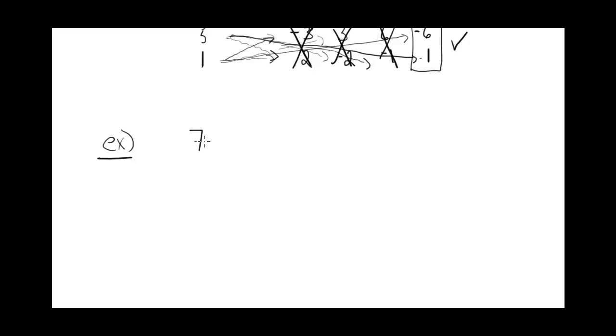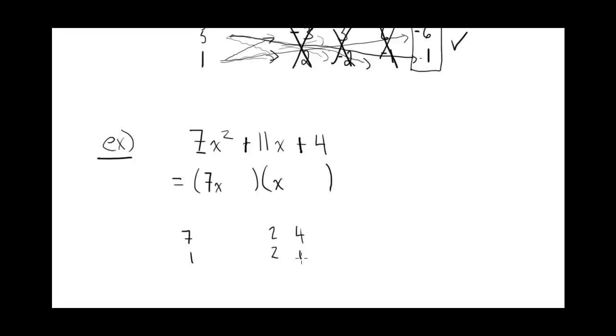Let's say we go 7x squared plus 11x plus 4. So, do binomials. What multiplies to give you 7? So again, just 7 and the 1. So we got lucky again. 7x and x. And then what multiplies to give you 4? Well, 2 and 2, 4 and 1. And then since it's positive and this one's positive, I don't have to worry about negative numbers.